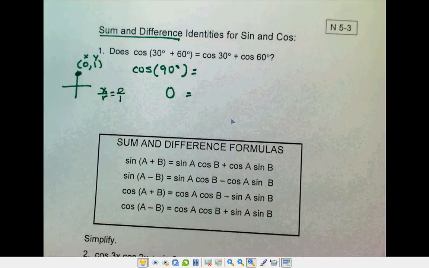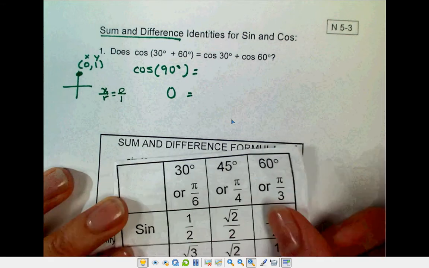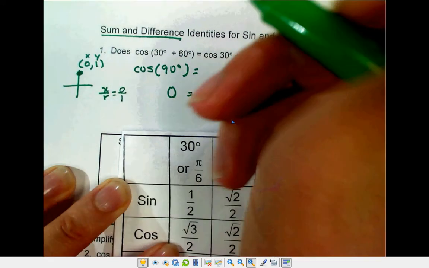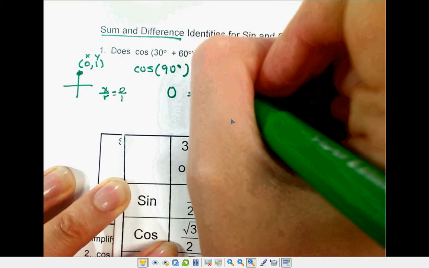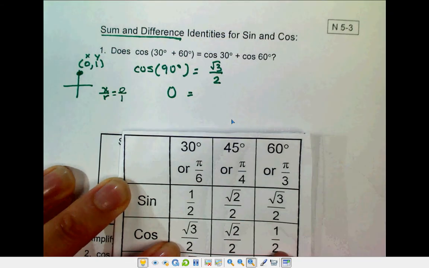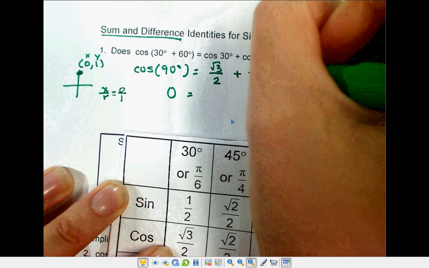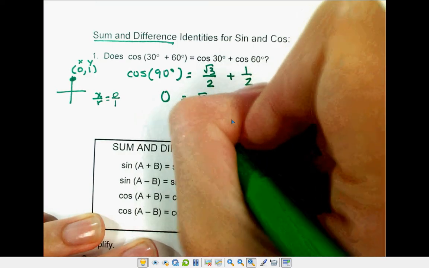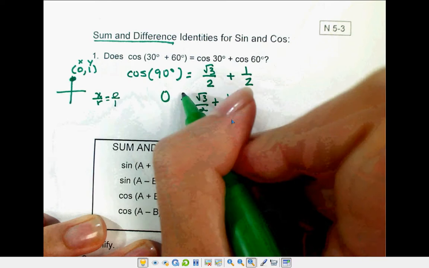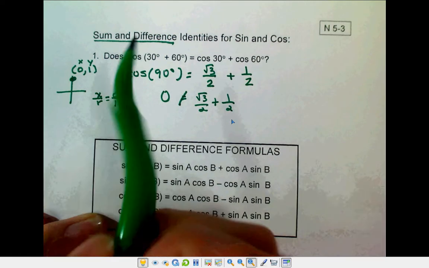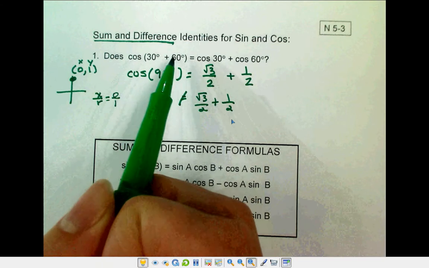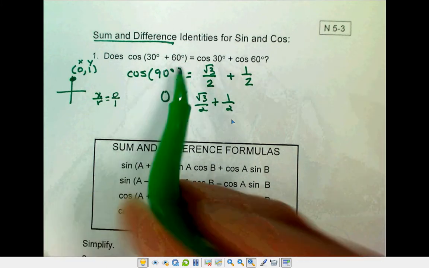Cosine of 30 and cosine of 60, if we use our chart, so cosine of 30 degrees is root 3 over 2. And cosine of 60 degrees is 1/2. And if you add these together, we're still not going to get 0. So it's clear to see that we cannot just add the cosine of these two different angles to get our answer for cosine of this.